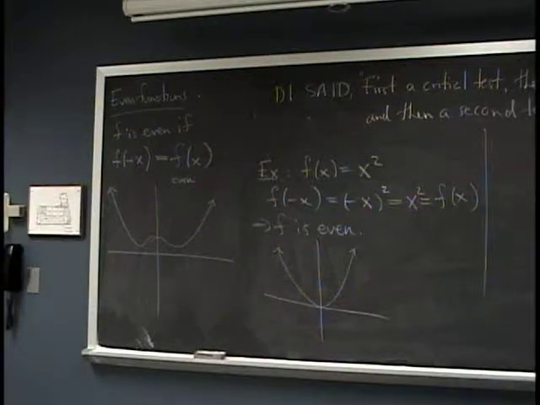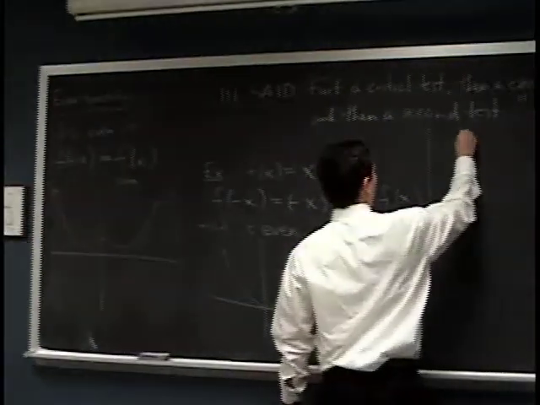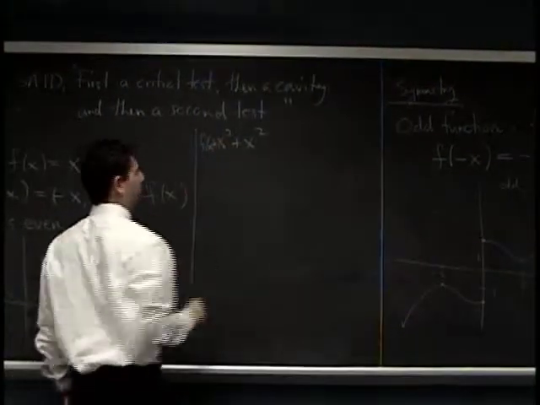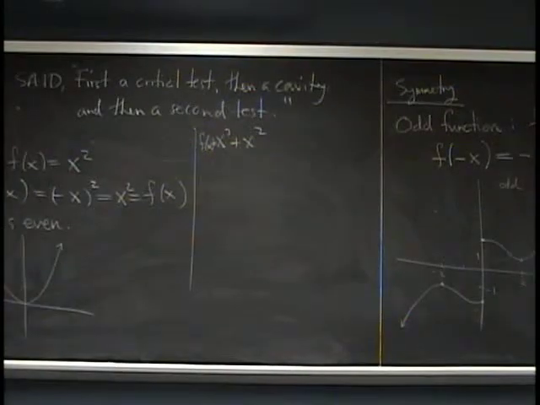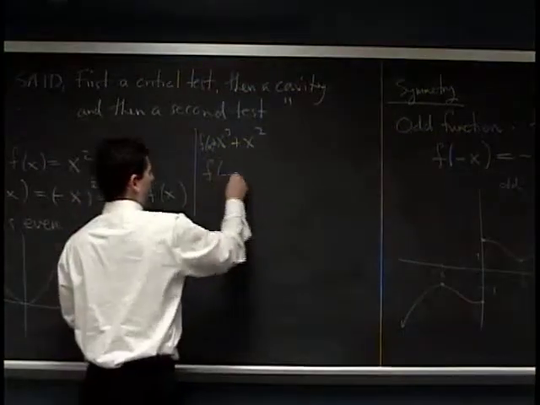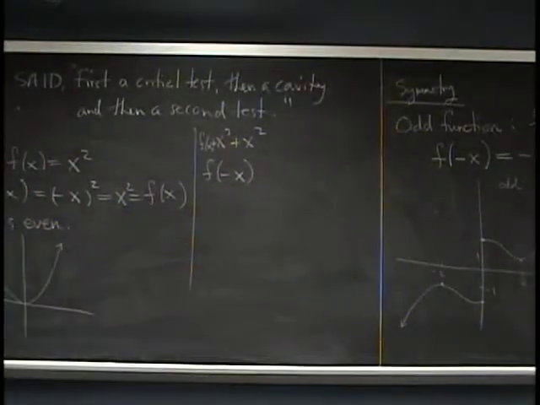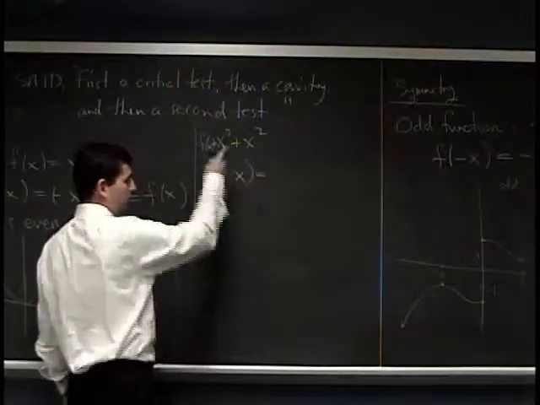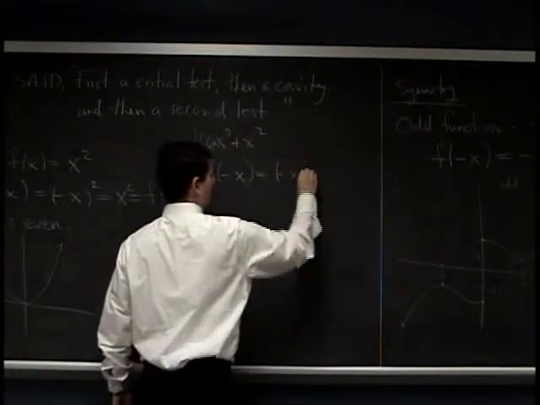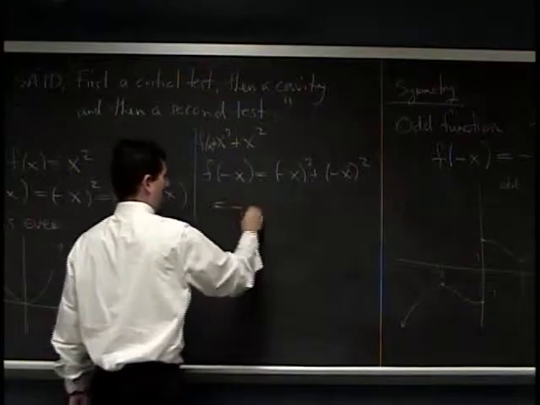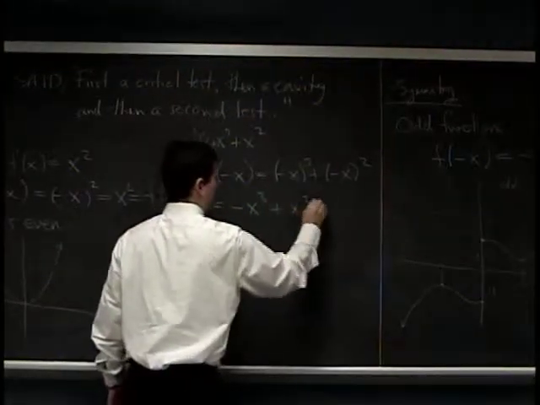What if you combine them? What if you do x cubed plus x squared? Do you think this should be odd or even? Well, don't think. Feel. We'll enter the dragon reference for you. Well, we just plug it in: minus x cubed plus minus x squared, which is minus x cubed plus x squared.